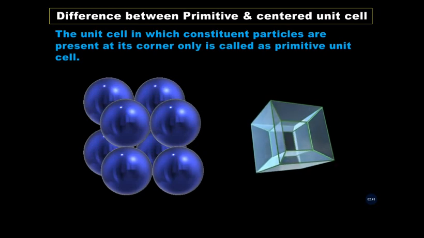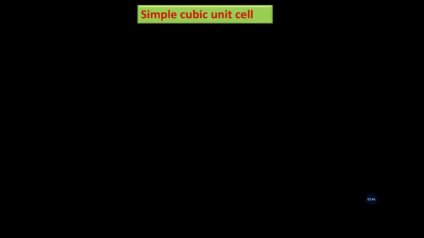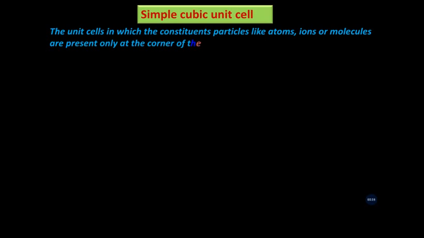Now let's see the simple unit cell. The simple unit cell is a primitive type of unit cell because in the simple unit cell, lattice points are present at the corner of the cube only. Therefore, the unit cell in which the constituent particles are present at the corner of the cube only is called a simple cubic unit cell.